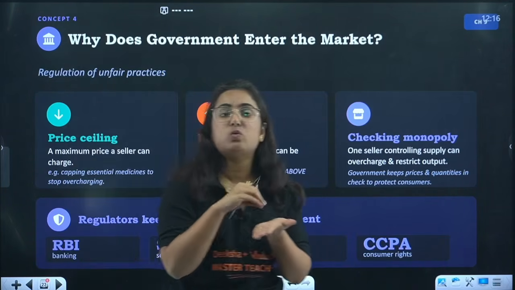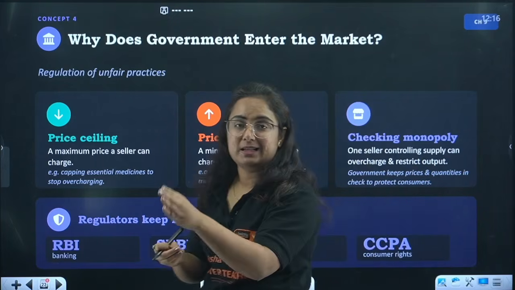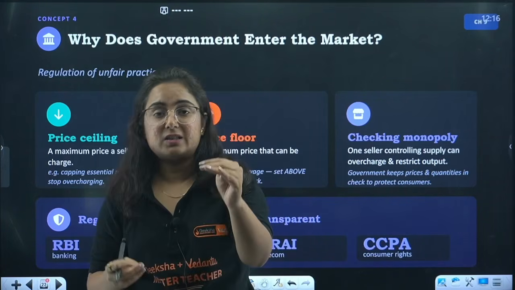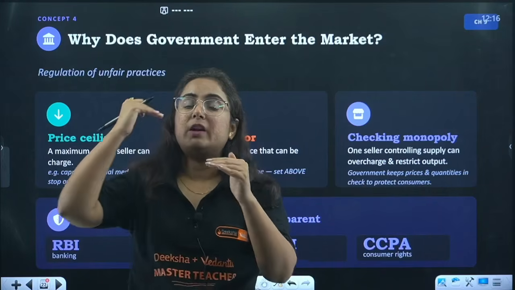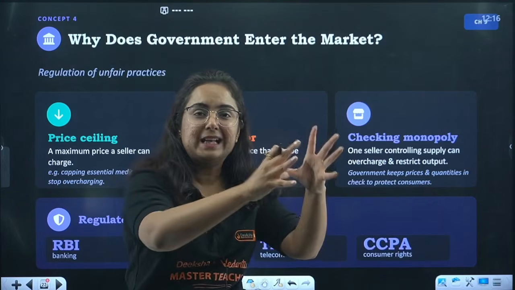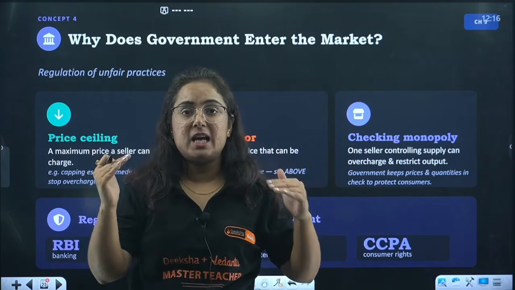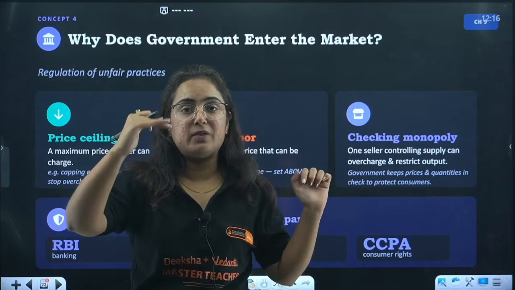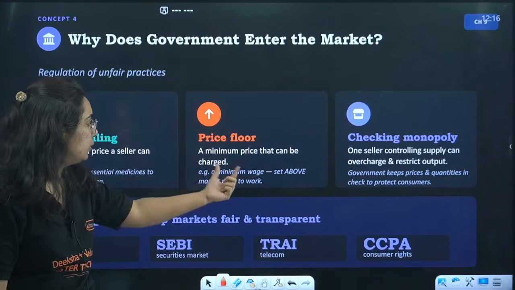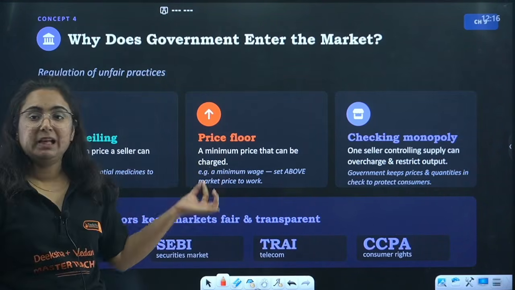In that case, what can the government do? The government set a minimum support price. That means they fixed that whatever you grow, whatever quality you grow, I am going to pay you for 1 kg of wheat, for example, 16 rupees or 20 rupees. So a minimum support price is fixed, and that is known as a price floor. A minimum price that can be charged or that can be given.